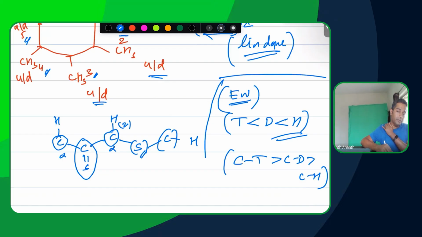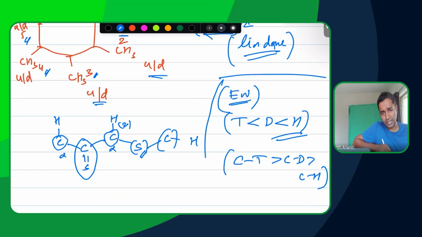Okay. 5. Order of basicity. Most basic is of course going to be my 3. Then my 2. Then 1. Correct only here. No problem. Yes, sir. That's also correct. No problems with this.